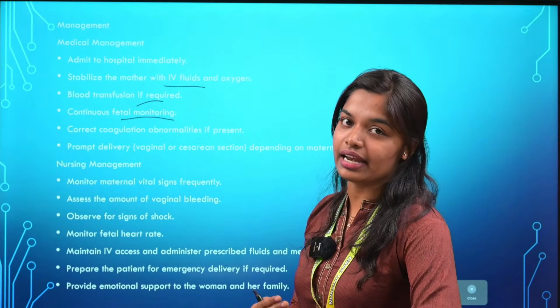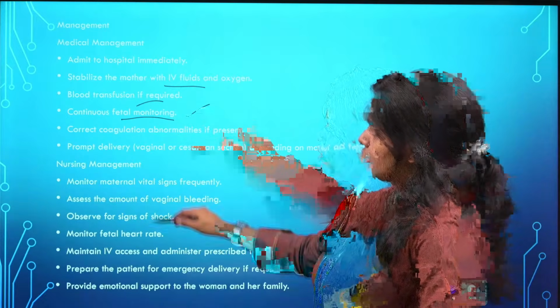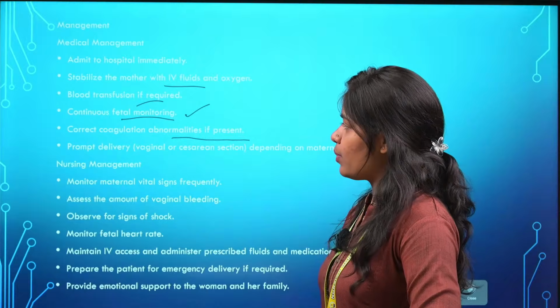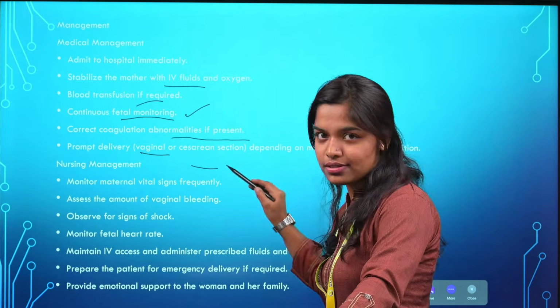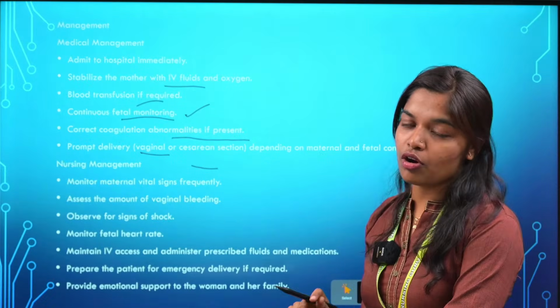Fetal heart rate and fetal movements will be continuously monitored, and we also correct the coagulation abnormality if it is present, and promote the delivery. It may be a vaginal or cesarean delivery that we are going to do. This is regarding the medical management of abruptio placenta.